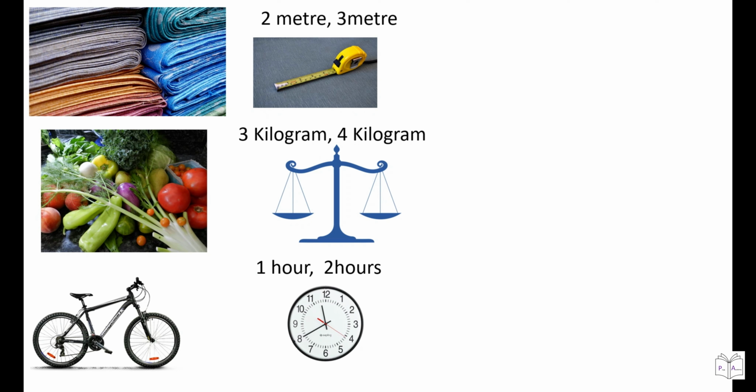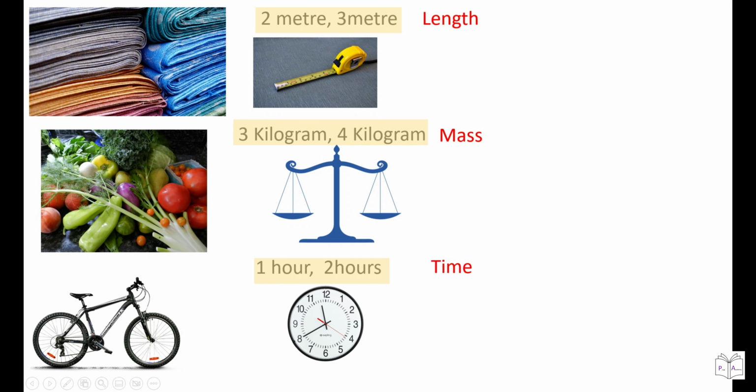So in these three cases, in the first case, this 2 meters, 3 meters indicates how much cloth you need, the quantity, or otherwise it represents the length of the cloth you want. Similarly, in the second case, this 3 kilogram, 4 kilogram indicates how much vegetable you want to buy, which we express in terms of the word called mass. Similarly, these hours indicate the time duration, that is time, right? So these three quantities, length, mass and time, are called physical quantities.